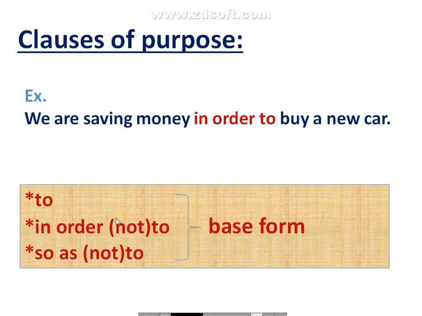To express the purpose of an action we use to, or in order to, or so as to, and in the negative form we use not before to, plus the base form of the verb. For example, we are saving money in order to buy a new car. Here we use in order to followed by the base form of the verb.